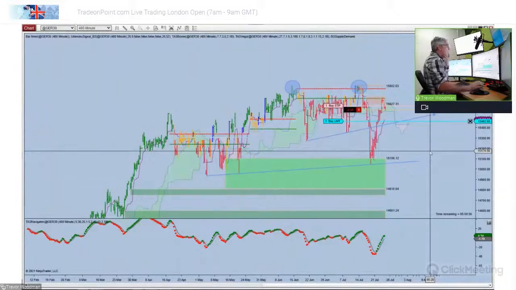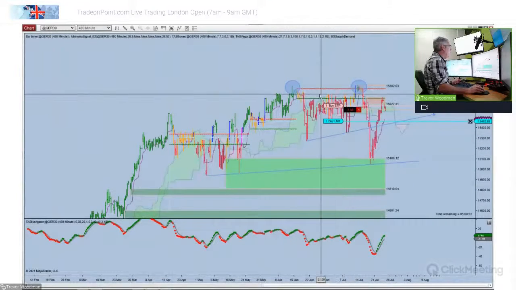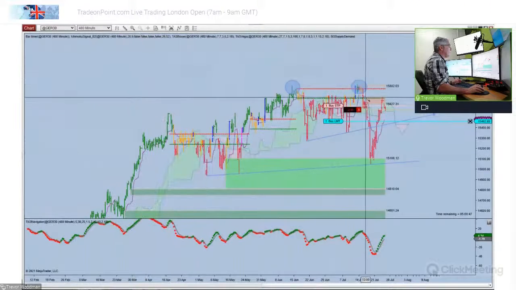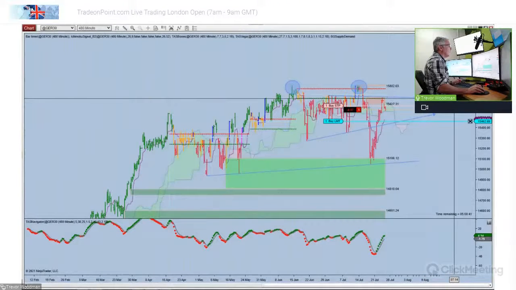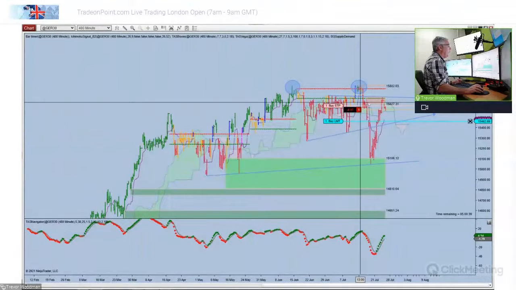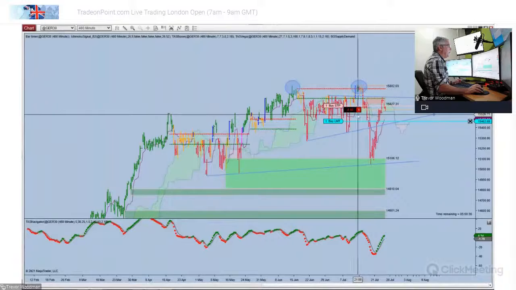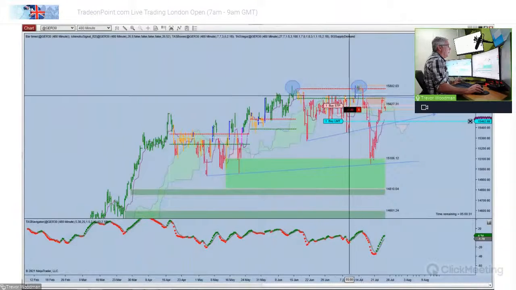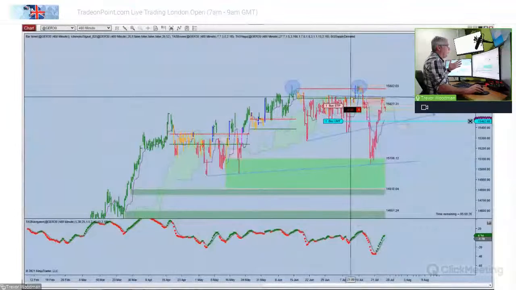And then if we continue to go down, we've also got this level over here, which we can put in. Now that level there is where we're starting to reject, where price is being rejected, and then obviously we hit in the offer at that point.